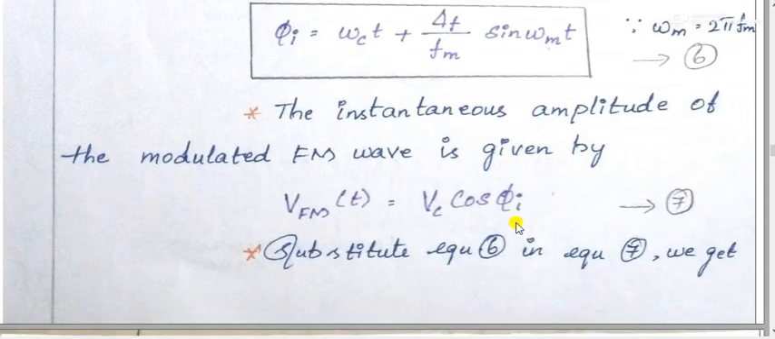Now this is our aim. To find the modulated FM wave, we should know the phase angle phi i. That is the reason we have followed steps 1, 2, 3. So phi i is equal to omega ct plus del f by fm into sin omega mt. So we can substitute phi i: Vc cos of omega ct plus del f by fm into sin omega mt.